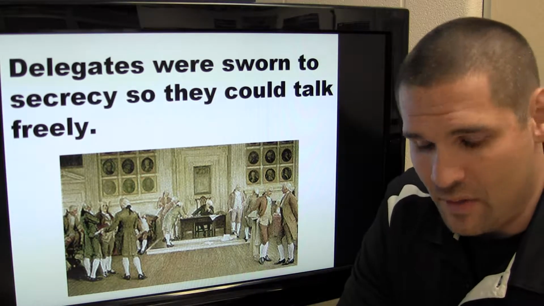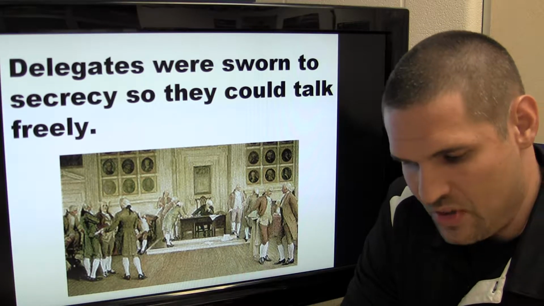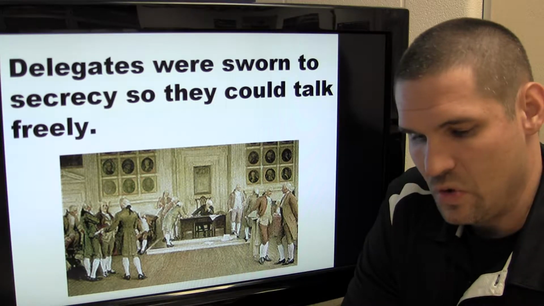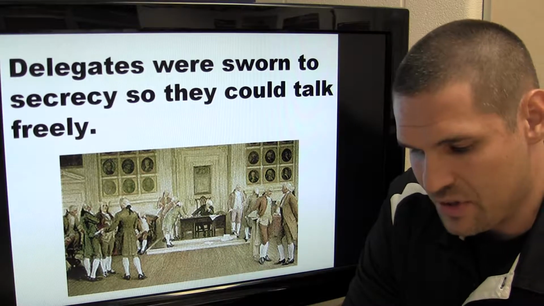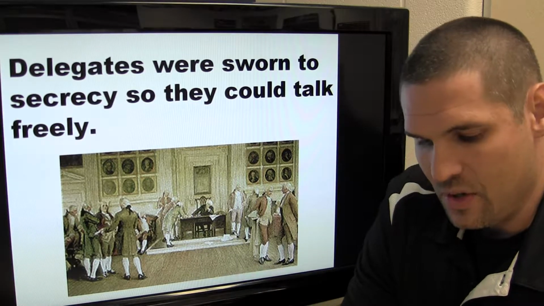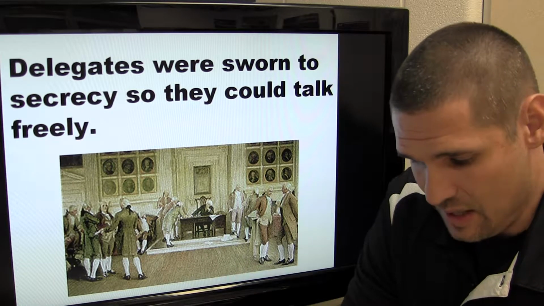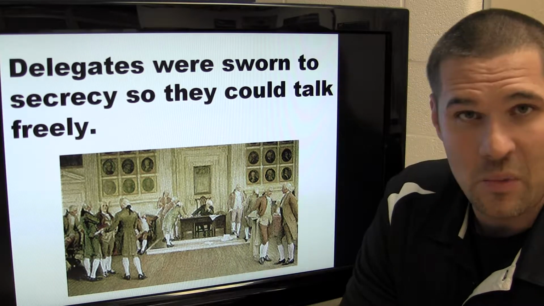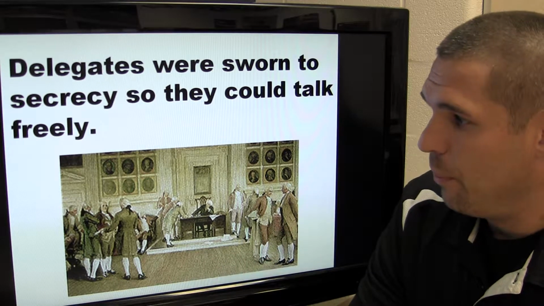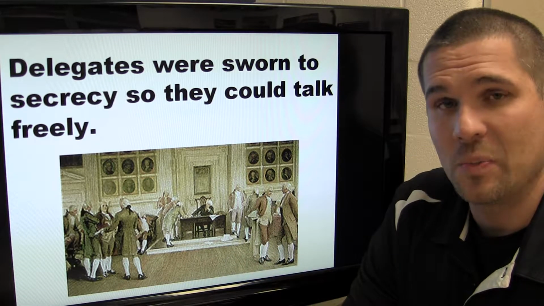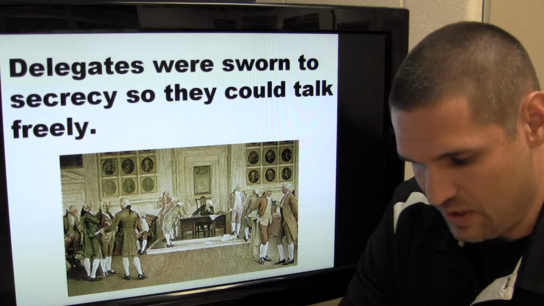The funny thing about this convention, they were sworn to secrecy, so what they would do is close the doors and the windows to the State House. And on record, to this point, it is the hottest summer, and so these men were suffering inside this convention room, but they kept the windows closed because they wanted that absolute secrecy.